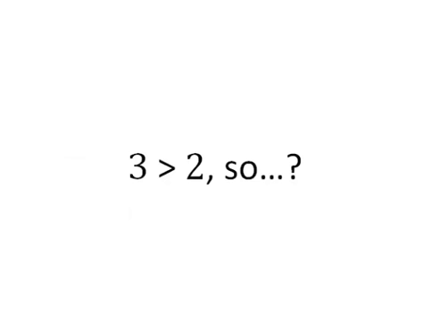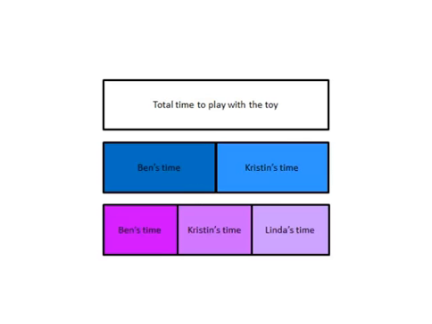Second, students often incorrectly compare unit fractions by comparing the denominators without thinking about their meaning. For example, they might argue that 1/3 is greater than 1/2 because 3 is greater than 2. To see why this reasoning doesn't work, sometimes it helps to consider a context, such as sharing a toy.